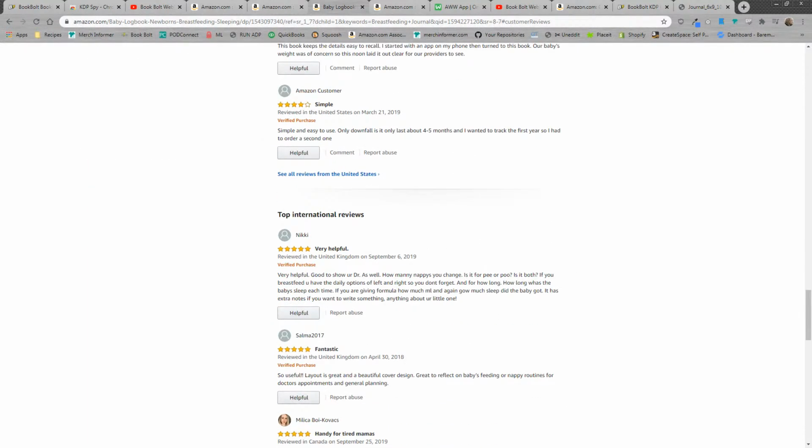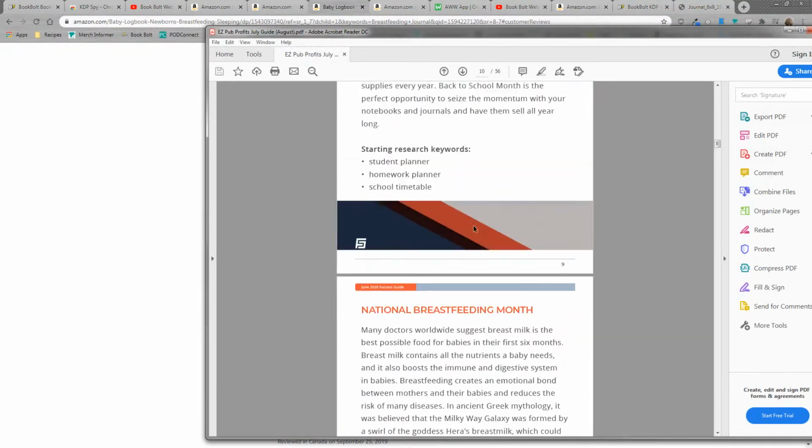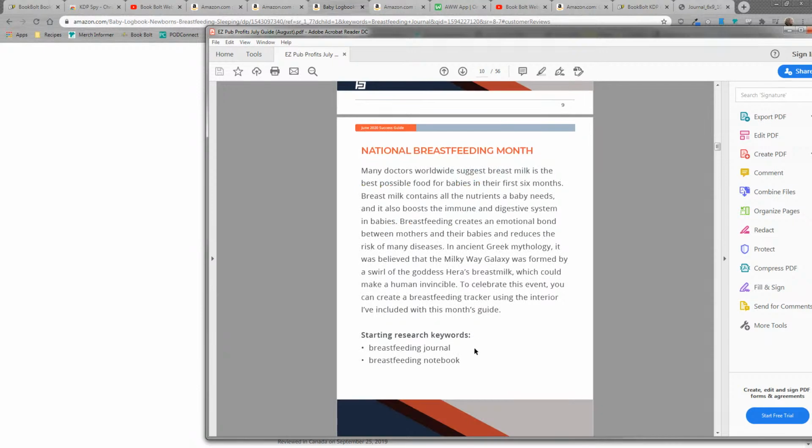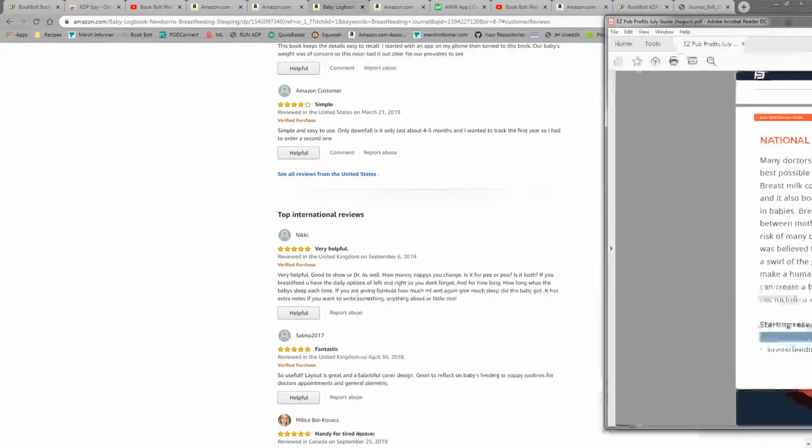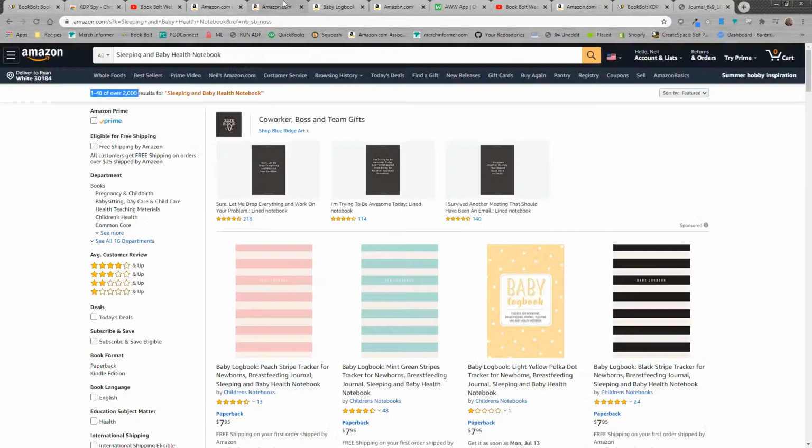But right off the bat, looking at the Easy Pub Profits Guide, I would have had 0, and I've done a lot of KDP research. I have never in my entire life looked at breastfeeding journals. You can probably guess why. But this is a niche that sells. I had no idea about it, and we just figured out it's incredibly low competition, and the interiors are really, really simple. And they're making money. So that's what you guys want to do.